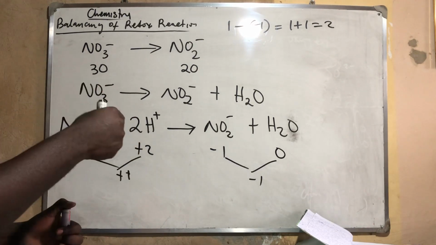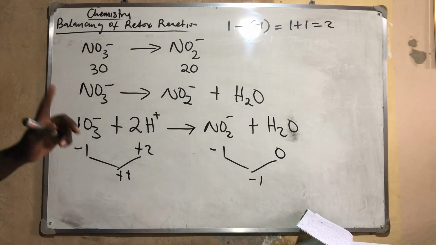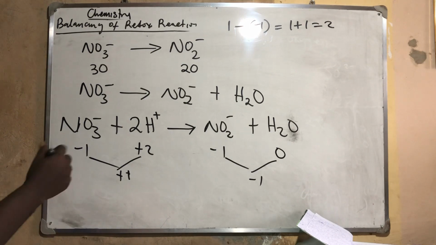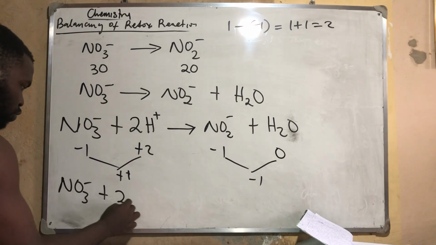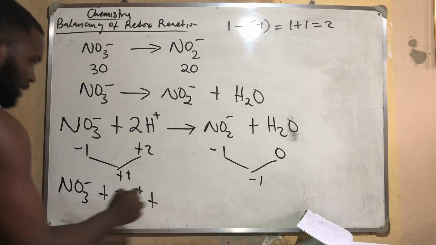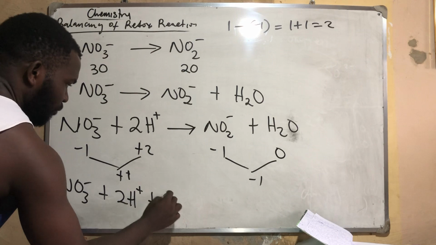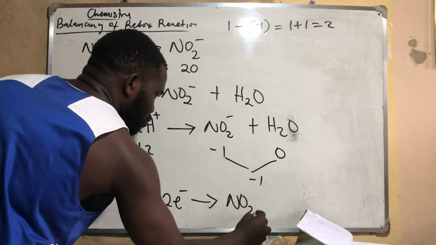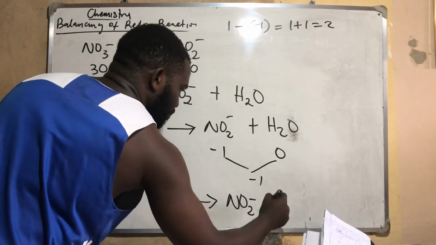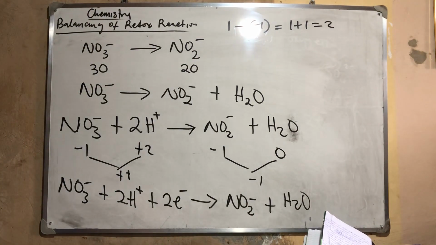So if you are bigger than me, I will give you more problems so that we will be equal. That is why we are adding electrons to the side that is bigger. So I will have NO3 minus plus 2 hydrogen plus how many electrons are we adding? 2, because this is bigger than this by 2. So I have 2 electrons to give us NO2 minus plus H2O. So this is a balanced redox reaction.